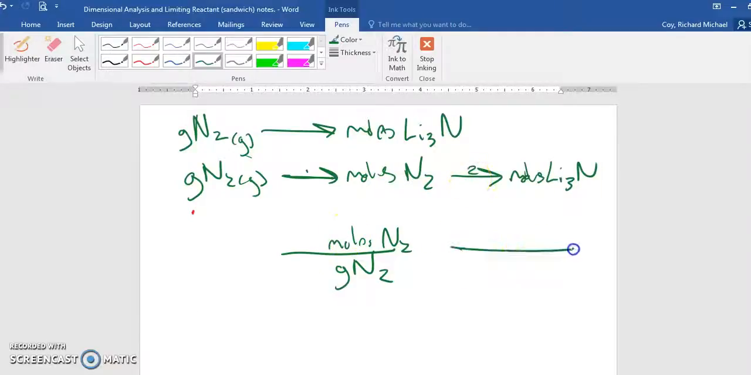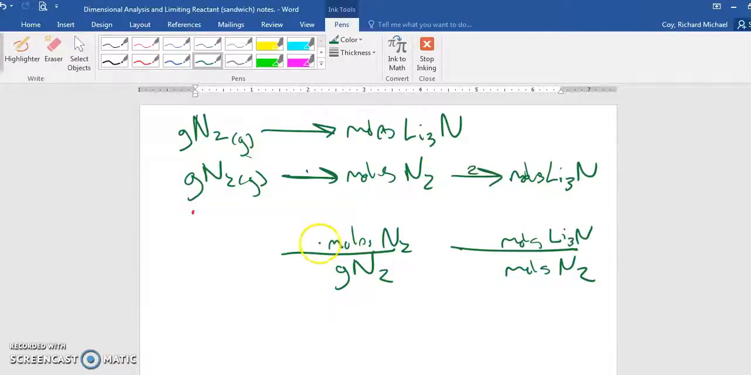Here's our second sandwich. Which one goes on top? This one. It's the second. Second piece of bread on top. First piece of bread on bottom. All right, now again, where do you put the 1?